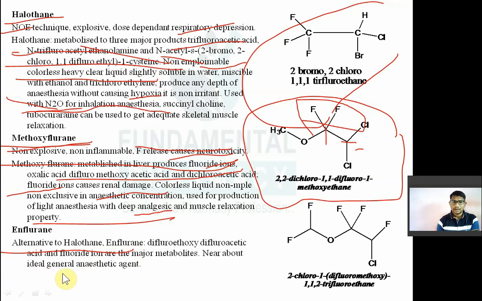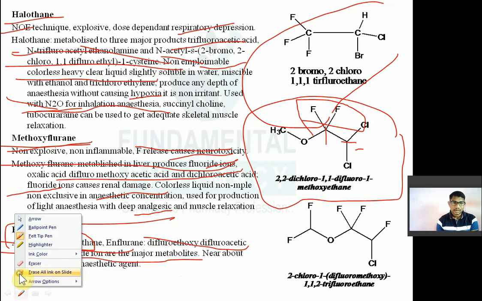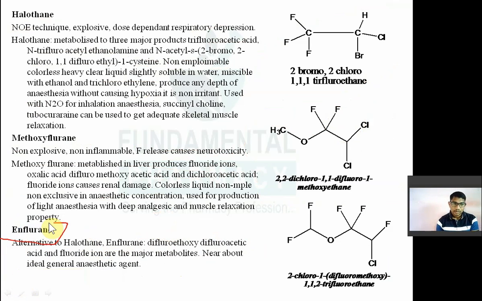Again, it is metabolized into these compounds. It is a difluoromethoxy difluoroacetic acid. Fluoride ion is also a major metabolite of this enflurane. So this enflurane will have all qualities of an ideal anesthetic agent. Remember. इसके ऊपर भी एक बार क्वेश्चन आया था. One of the following is considered as an ideal anesthetic agent. Remember enflurane. Enflurane will have most of the qualities of an ideal anesthetic agent. इसको ideal anesthetic agent बोल सकते हो. It will have most of the qualities of an ideal inhalation anesthetic agent. So enflurane, इसके बारे में क्वेश्चन पूछ.